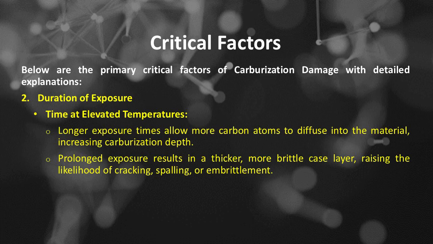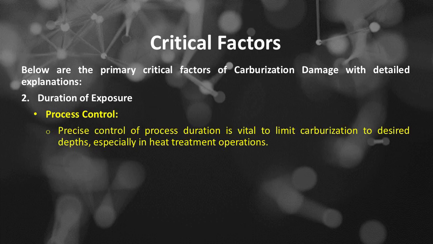Number 2 of primary critical factors of carburization damage with detailed explanations is duration of exposure, includes time at elevated temperatures. Longer exposure times allow more carbon atoms to diffuse into the material, increasing carburization depth. Prolonged exposure results in a thicker, more brittle case layer, raising the likelihood of cracking, spalling, or embrittlement. Process control: precise control of process duration is vital to limit carburization to desired depths, especially in heat treatment operations.